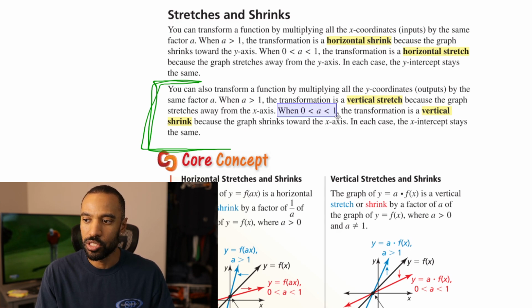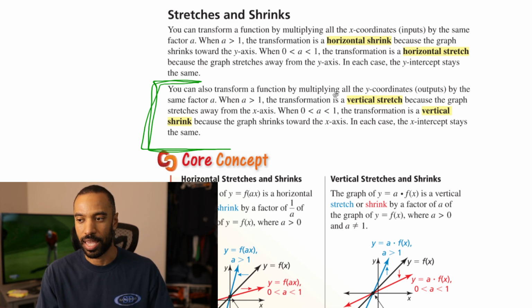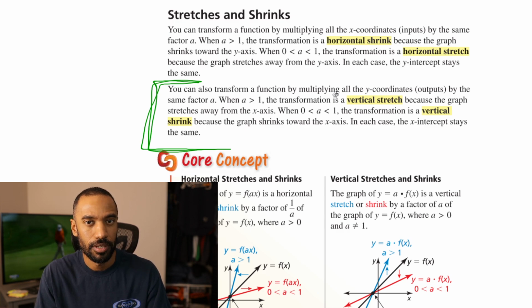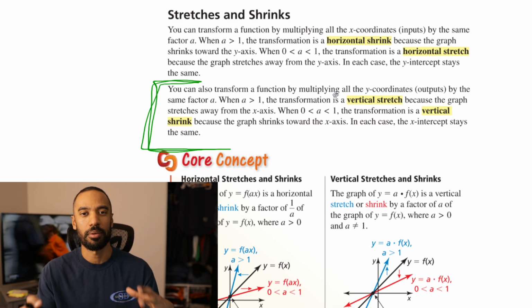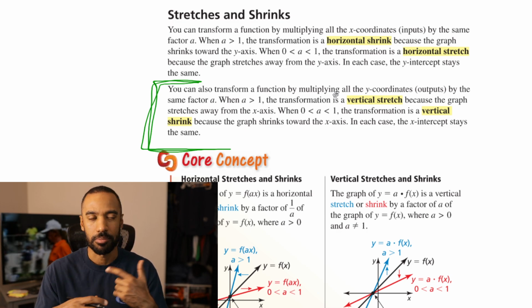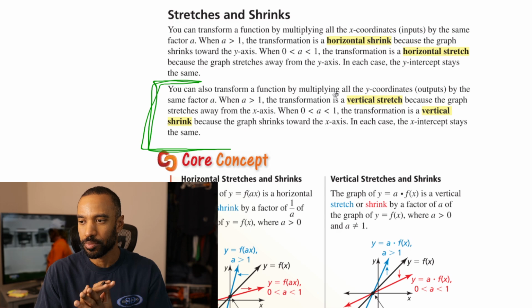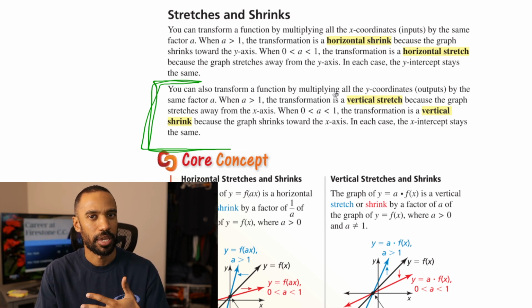When a is between 0 and 1, you have what's called a vertical shrink, also called a vertical compression, because the graph shrinks toward the x-axis. When I multiply 4 by 1/2, the number doesn't get bigger, it gets smaller. It turns into 2, right? Multiplying by a fraction kind of becomes division. You know what I mean? Multiply by 2/5 becomes something smaller.